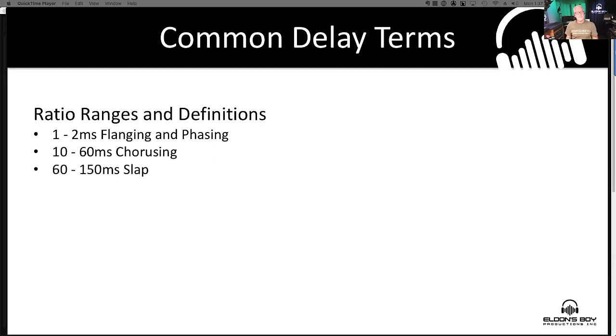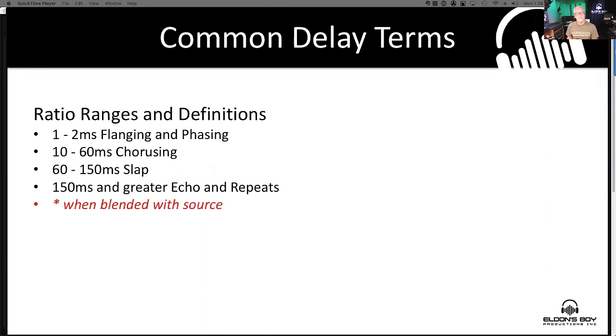60 to 150 milliseconds, we are generally going to consider the slap times. Anything around those times is going to give you that kind of effect. 150 milliseconds and greater is echoes and repeats, like music repeats, things like that. Those are just some broad guidelines for what we're going to be talking about today. And of course, all of these are in play when they are blended with the source.